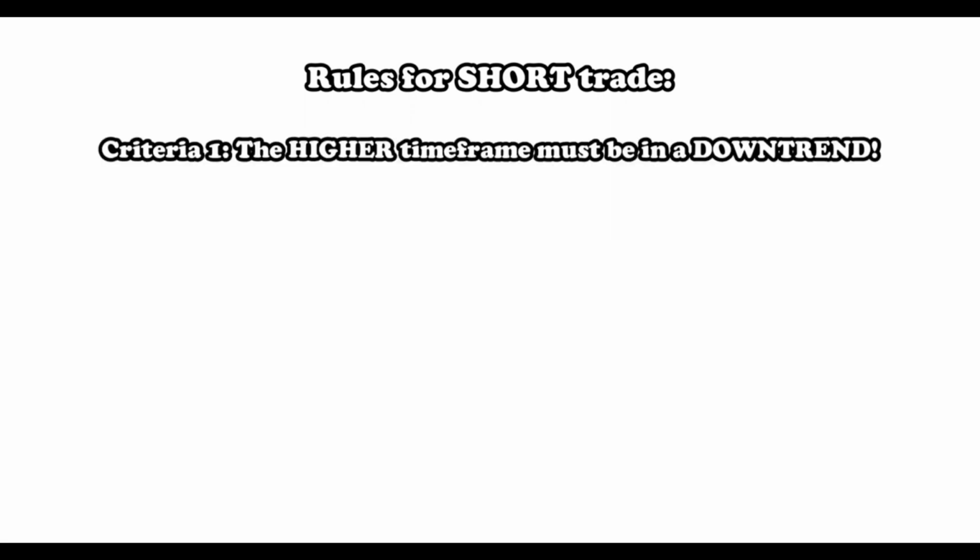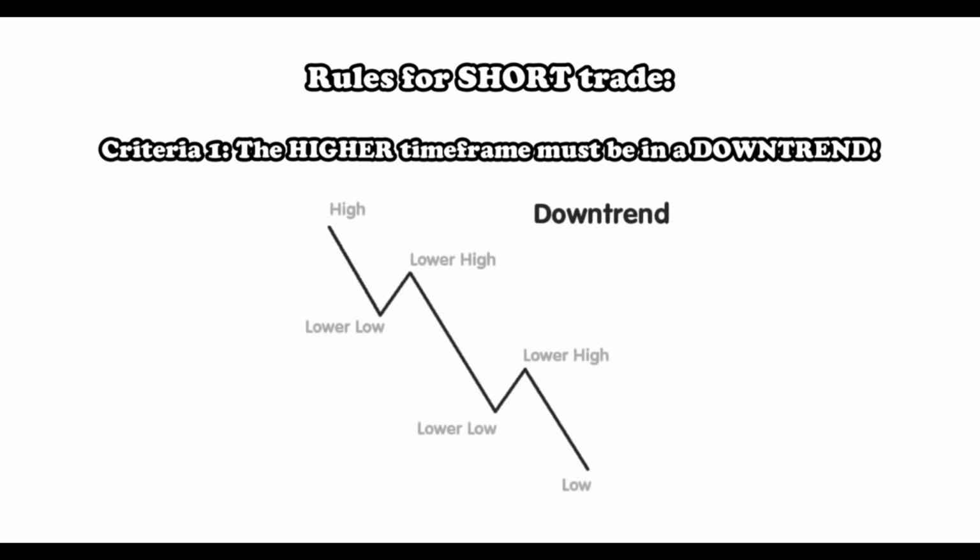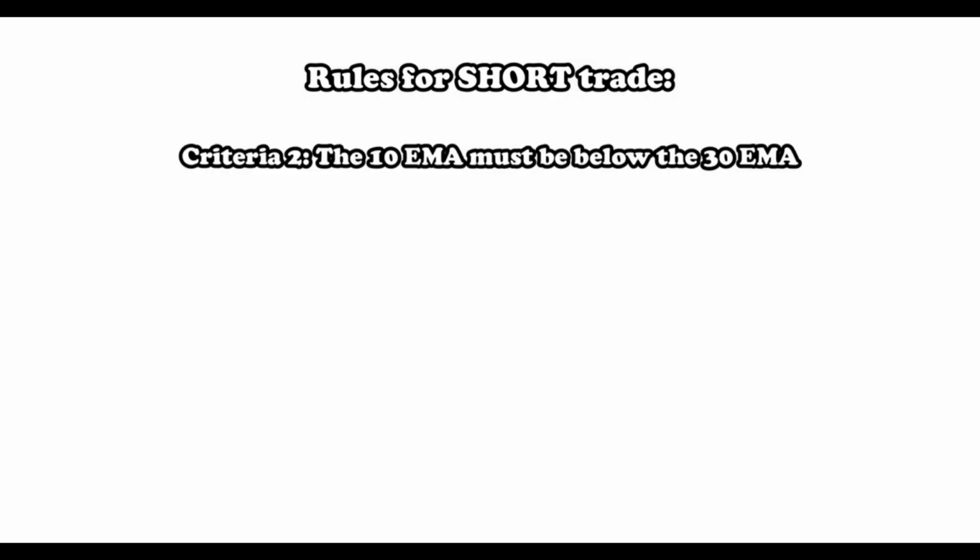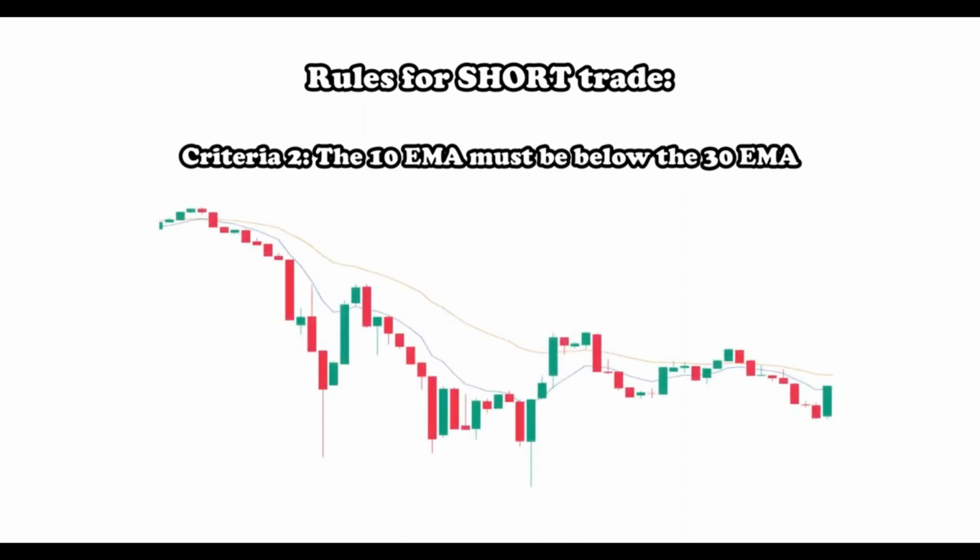Criteria number 1 is that the higher time frame, such as the weekly or monthly chart, must be in a downtrend. This can be identified by looking for patterns where the stock's price is forming lower highs and lower lows. Criteria number 2 is that the 10-day exponential moving average, EMA, must be below the 30-day EMA. When the 10-day EMA is below the 30-day EMA, it can indicate that the stock is in a bearish trend.